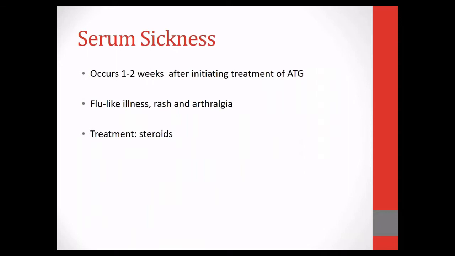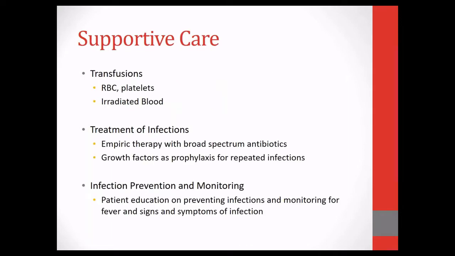Serum sickness, like I mentioned, occurs 1 to 2 weeks after initiating the treatment of ATG. It's a flu-like illness that accompanies rash and arthralgia, and the treatment of serum sickness is steroids. Patients with aplastic anemia also require a lot of supportive care, including transfusions of red cells and platelets, and they must have irradiated blood products as well.